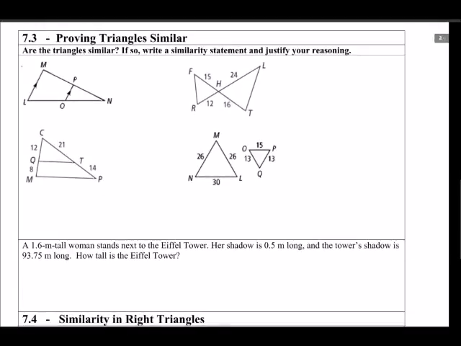Moving on to 7.3. We were proving triangles similar. So what did we use here? We had our angle-angle similarity postulate, our side-angle-side similarity theorem, and our side-side-side similarity theorem. Remember, angles are congruent, sides are proportional. So let's look at the first one here. Are our triangles similar? If so, write a similarity statement and justify your reasoning. You know how much I like it when you justify your reasoning.